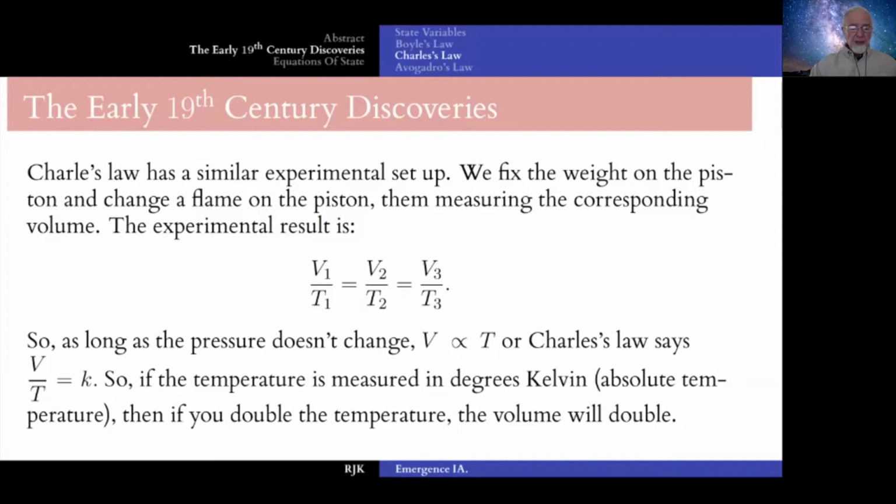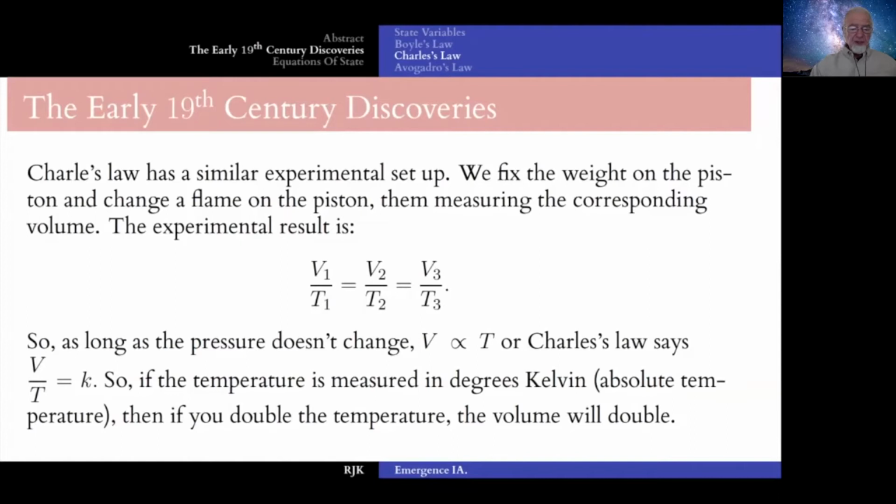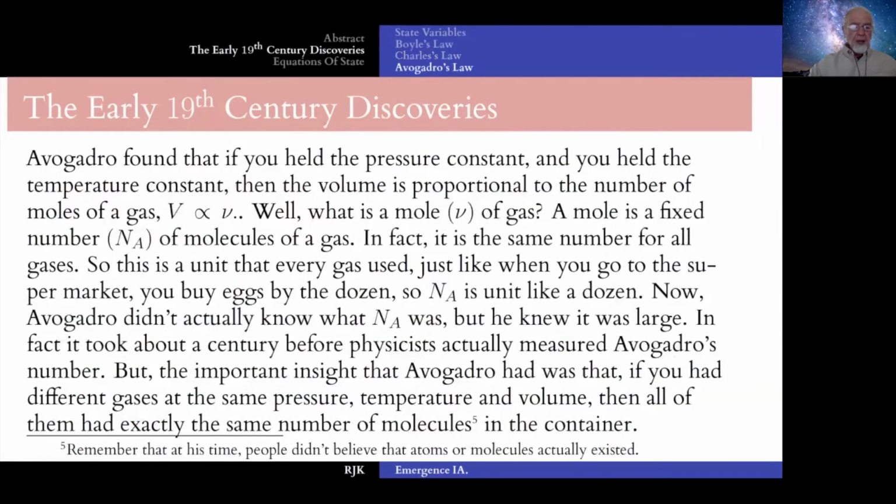The temperature we're talking about is in degrees Kelvin. These are absolute temperatures, so they're essentially 273 plus centigrade degrees. And if you double the absolute temperature in Kelvin, then the volume will double. Avogadro found that if you held the pressure constant and you held the temperature constant, then the volume is proportional to the number of moles of the gas.